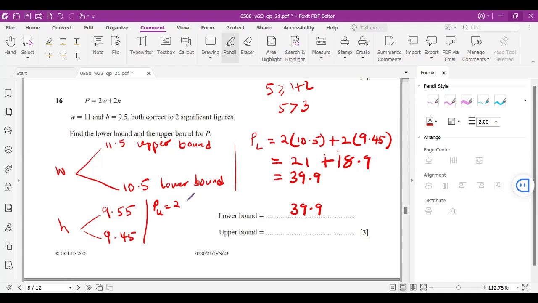We'll do the same thing when we do the upper bound of P. For W, you are going to use 2 times 11.5, plus 2 times the upper bound of H, which is 9.55. So this is going to give me 23 plus 19.1. And that will give 42.1. So this becomes 42.1.